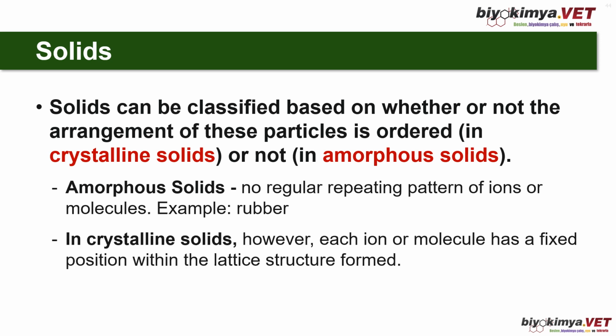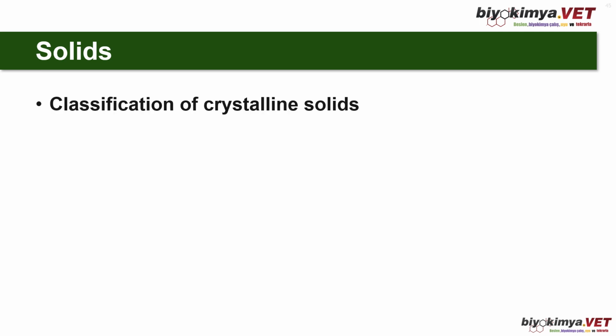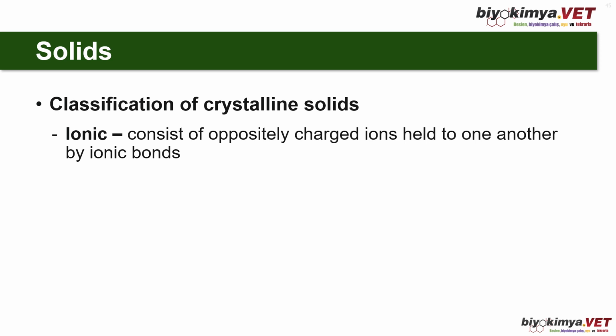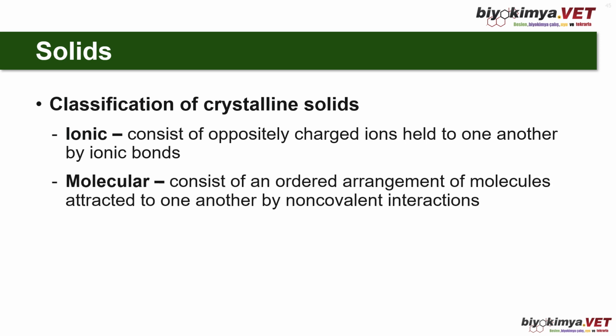In crystalline solids, however, each ion or molecule has a fixed position within the lattice structure formed, and they are very difficult to deform and break easily. And there are four types of crystalline solids. The first is ionic, which consists of oppositely charged ions held to one another by ionic bonds. Molecular crystalline solids consist of an ordered arrangement of molecules attracted to one another by non-covalent interactions.